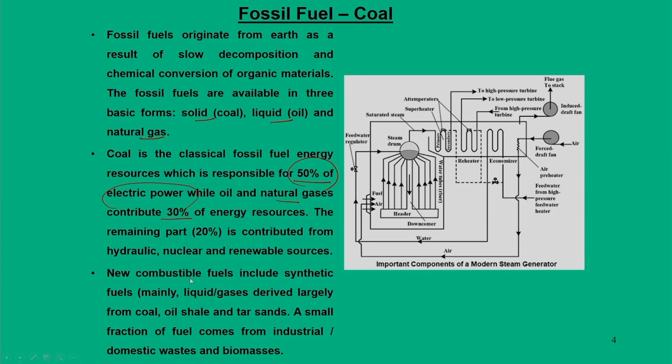But there are new combustion fuels which include mainly liquids and gases. They are derived from coal, oil shale, and tar sands. In fact, there are some byproducts that come out of solid fuels, that is coal, and they are called synthetic fuels. They are mainly used in industrial and domestic applications, but that is not part of the analysis when you deal with the modern steam generator power system.